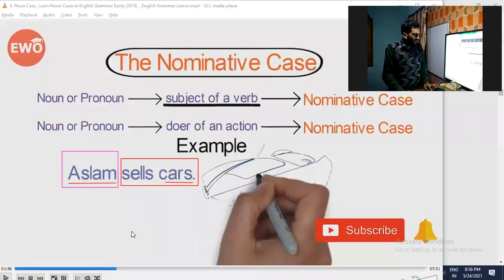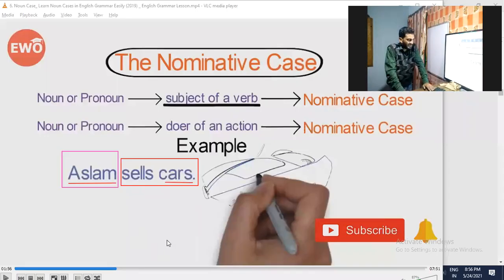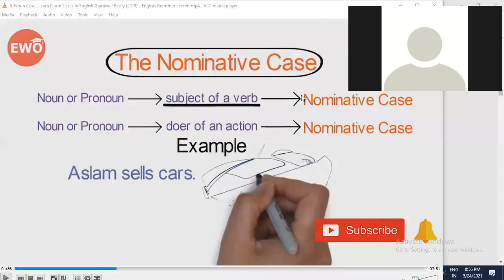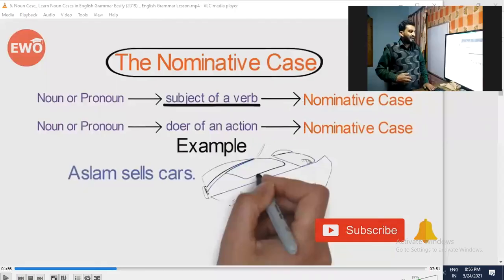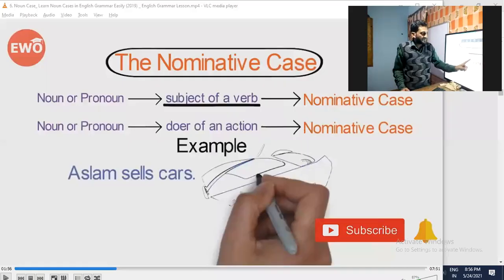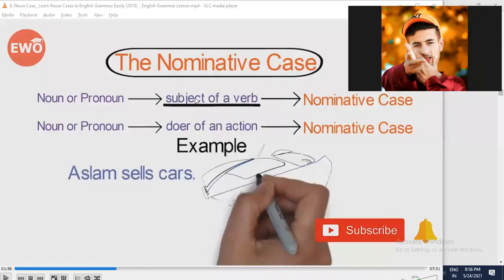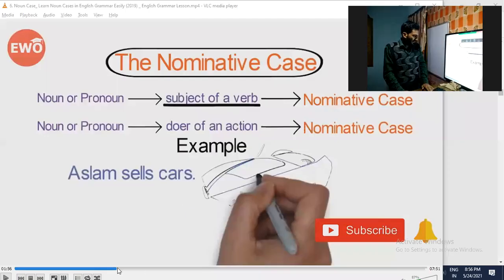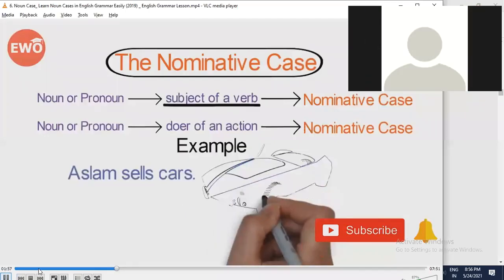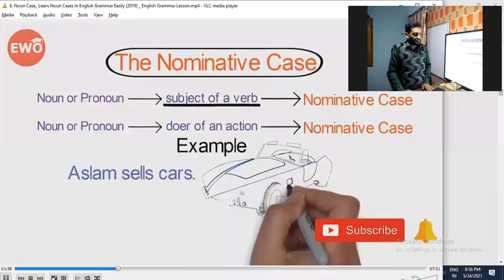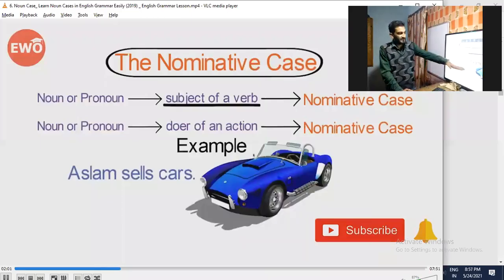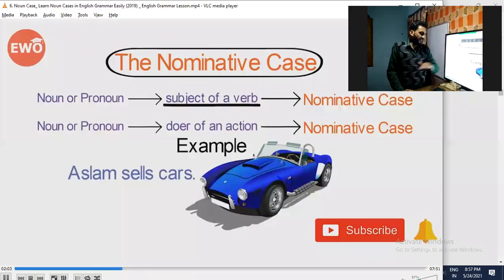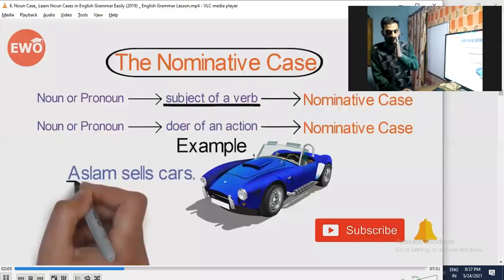So which noun here is in nominative case? Aslam. Very good, because Aslam is the subject of a verb, or Aslam is the doer of an action. It is written here, where I am moving the cursor, so this is the nominative case. It is the subject of a verb and the doer of an action. This is very simple so that you will get it cleared.